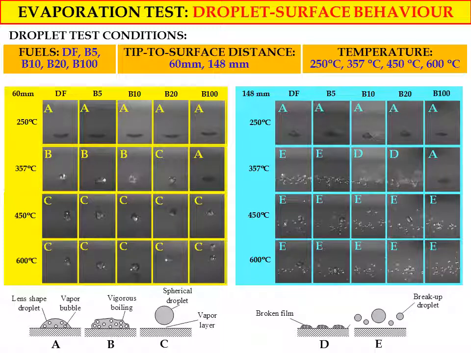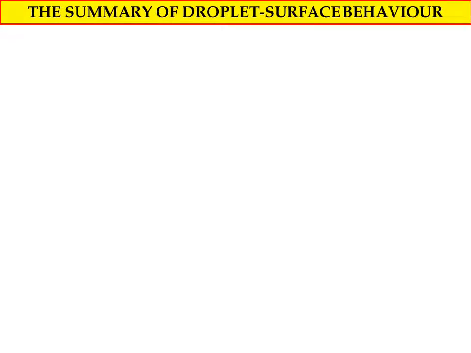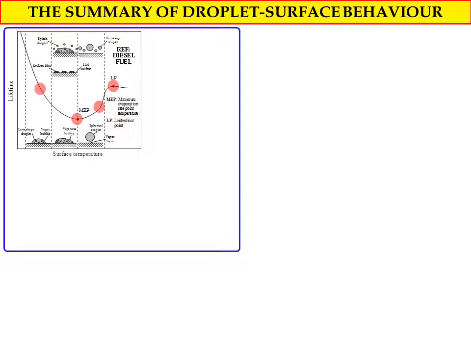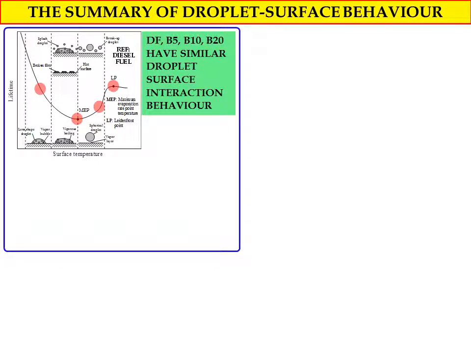So we will have different surface droplet behavior, and this kind of behavior will affect the amount of deposit accumulated in the engine. So we can use this behavior to explain what happened inside the engine. Okay, the summary of droplet surface interaction behavior. So we have, as an example, what I call the droplet lifetime evaporation characteristic.